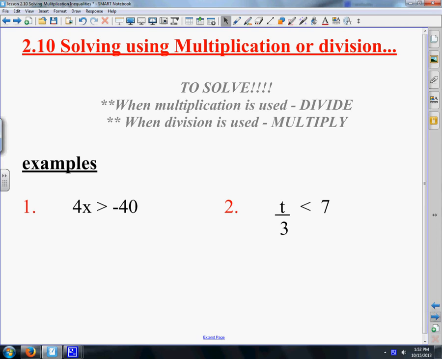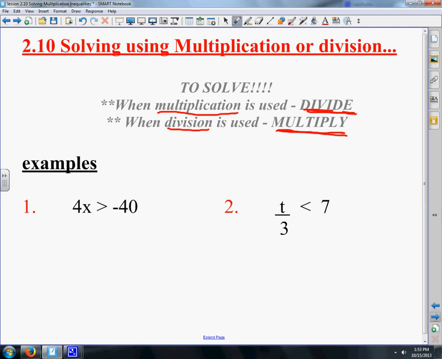So to solve an inequality that involves multiplication or division, this is what you need to do. When it is multiplication, you are going to divide. If it's a multiplication inequality, you're going to divide to solve the inequality. If it is a division inequality, then you're going to multiply to solve. So let's look at some examples.